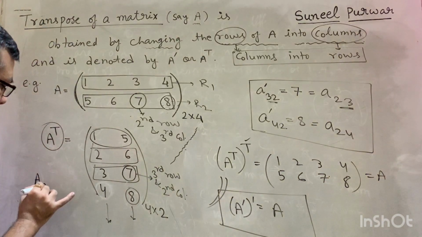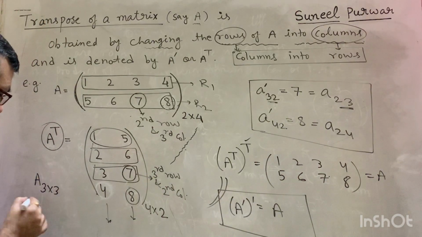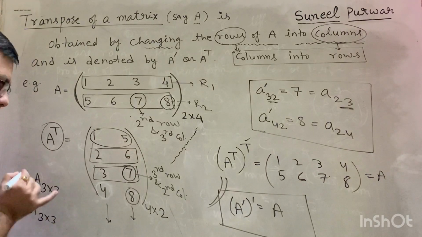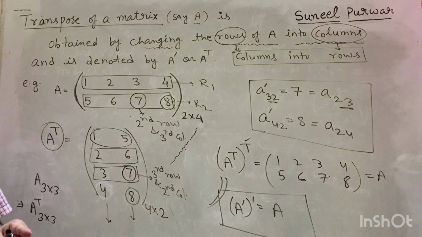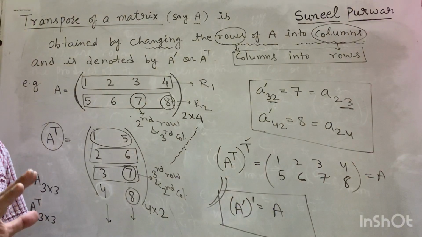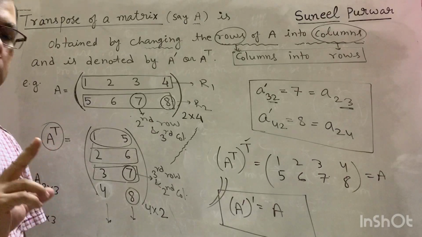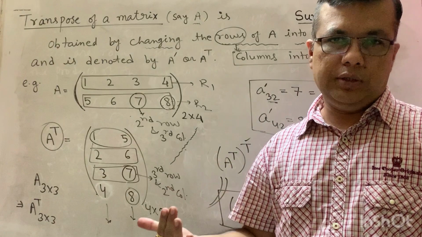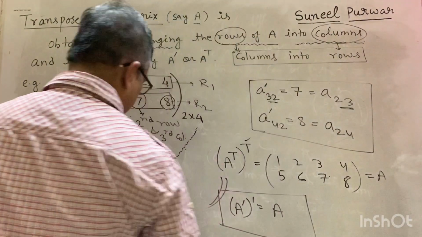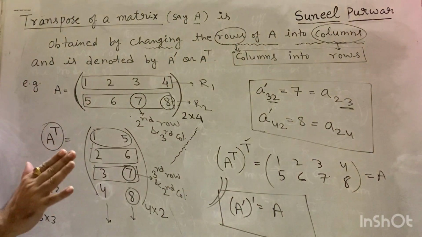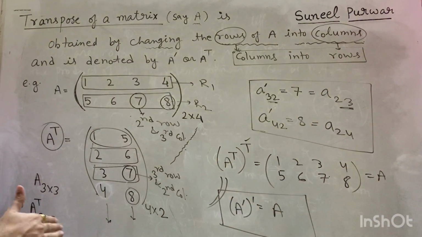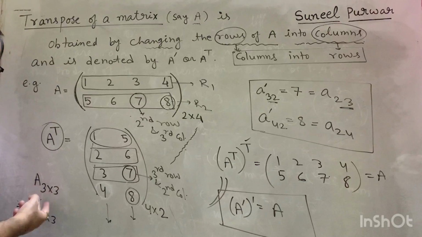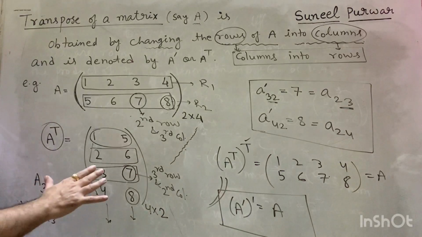Suppose matrix A is of order 3 by 3, then if you write its transpose, A transpose, that will also be of size 3 by 3. So keep it in mind, the size of square matrices does not change. Size of square matrices does not change, okay, on transposing. Okay, you can write it, size of square matrices does not change on transposing. If the original order was 3 by 3, transpose will also have the same order 3 by 3, and so on.